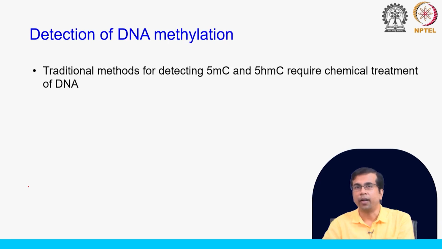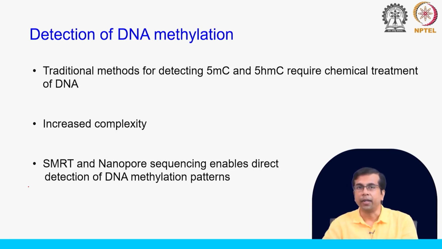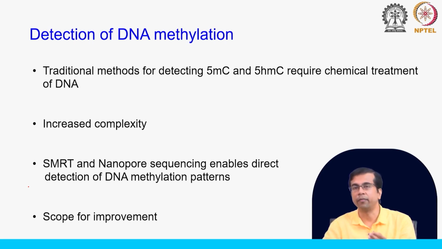Now, what we have learned about DNA methylation detection is that traditional methods for detecting 5-mC and 5-hmC require chemical treatment of DNA, and that might be harsh in some cases. It also increases the experimental complexity as well as the data analysis complexity. If you have to do this 3-way comparison between samples, that increases the data analysis complexity. What we have seen is that SMRT and nanopore sequencing enable us to directly detect these DNA methylation patterns, and they can differentiate between different types of methylation patterns. Of course, the accuracy is not perfect, so there is a lot of scope for improvement in these direct detection methods, but nevertheless they provide direct identification methods.